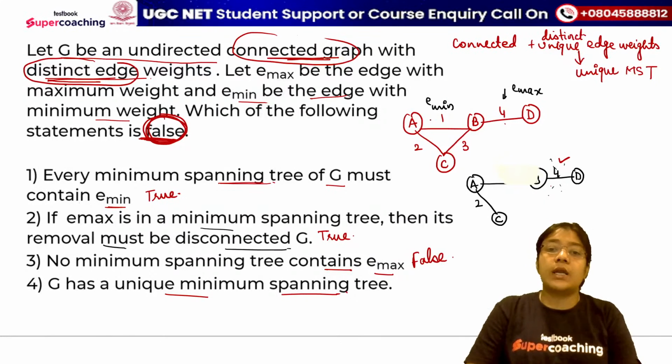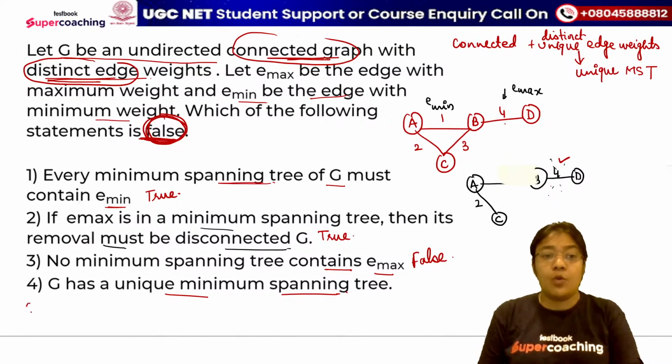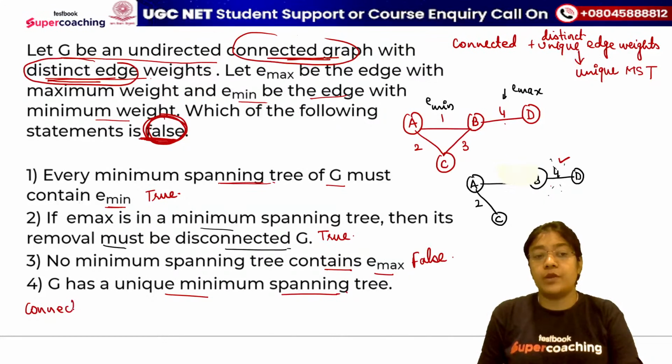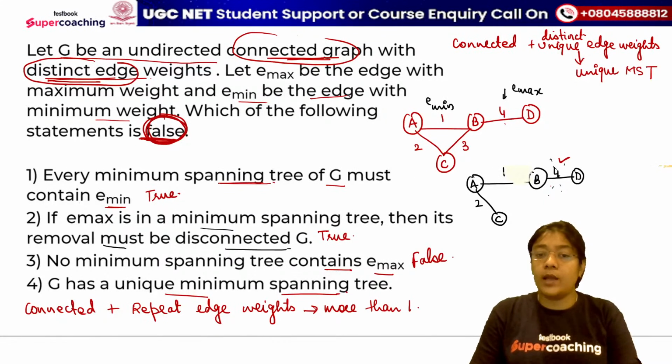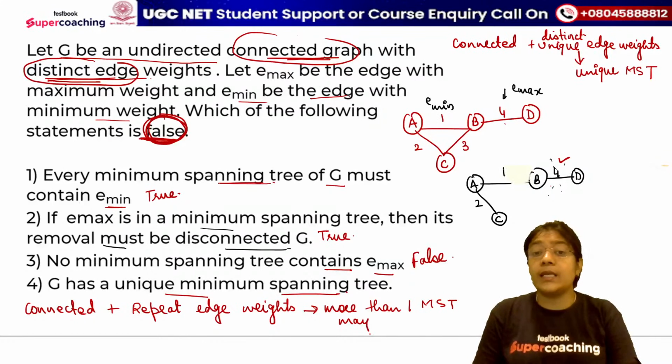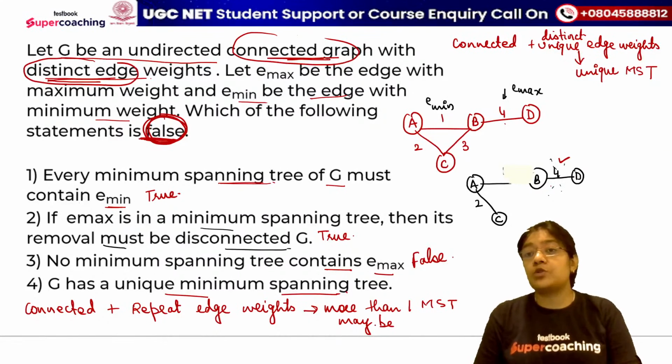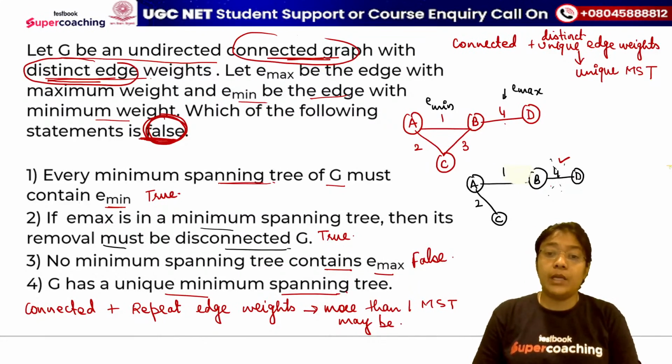What if we have a connected graph? Let me write here. What if we have a connected graph with repeated edge weights? Then how many spanning trees do we get? In that case we say more than one minimum spanning tree may be possible. May is written because it depends on the arrangement of the edges in the graph. May be possible.